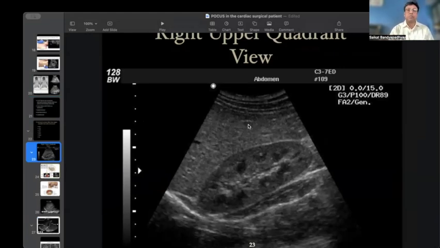So we start with the right upper quadrant view. Over here, you can see this is the diaphragm, this is the liver, and this is the kidney, and this is a brightly hyperechoic margin, which is the fascia of Gerota, or the perinephric pad of fat, which basically differentiates between the liver and the kidney. And this is a very crucial area. If you have a dark anechoic space over here, there's probably some amount of fluid. Could be blood, could be anything else, but it's not normal.